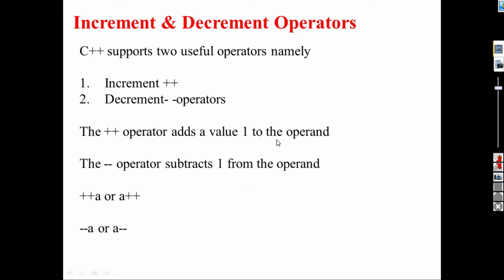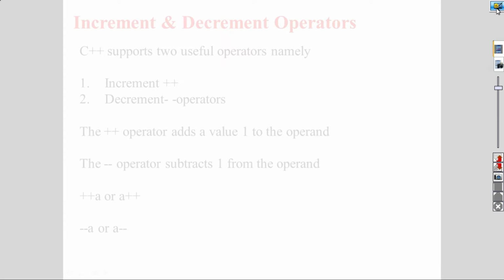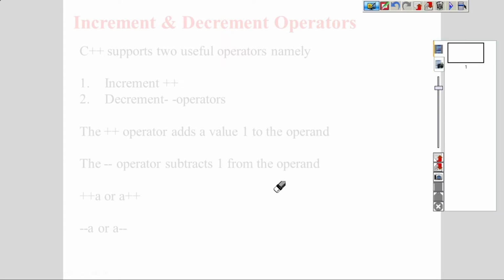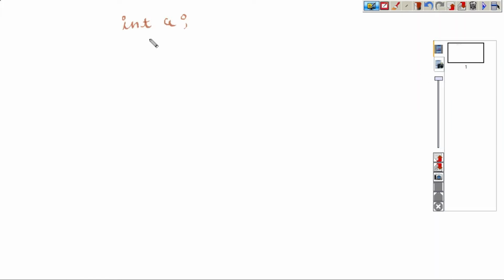The increment operator adds the value 1 to the operand and the decrement operator subtracts the value 1 from the operand. So what does it mean? Let's say my variable is a, and let's say the value of a is 5. When I say plus plus a or a plus plus, it means I want to say a is equal to a plus 1. So I want to increment the value of a by 1.